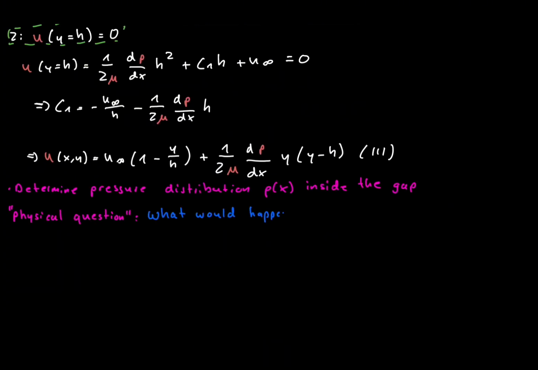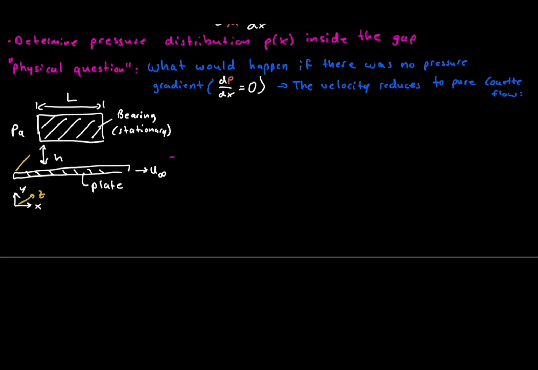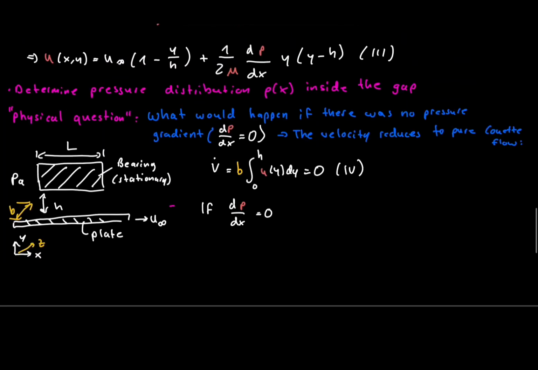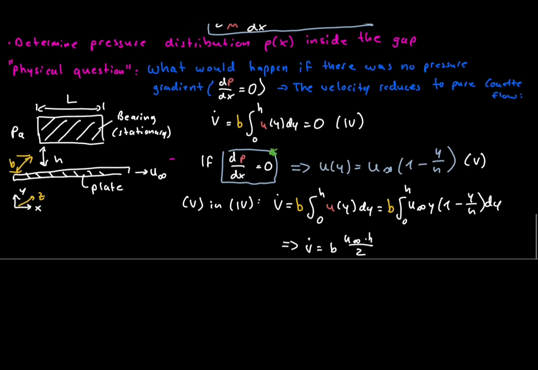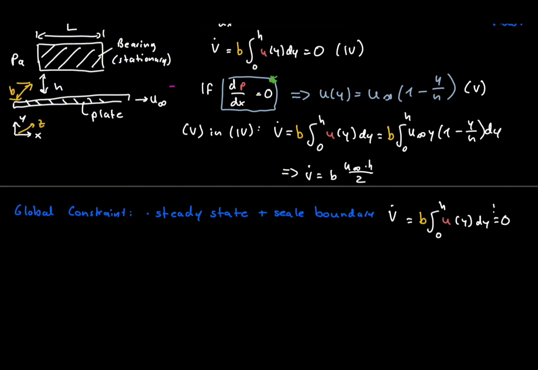To determine the pressure gradient, we use a global condition. Because the chamber is sealed and the flow is steady, the net volumetric flow rate through the gap must be 0. The flow rate equals the width b times the integral from 0 to h of u of y dy, and this must equal 0.